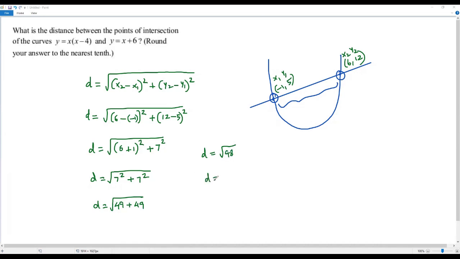Here we can get the value of the square root of 98 using a calculator. I am getting a very long decimal, that is 9.89949, and it keeps going. According to the instruction we have in the question, we have to round our answer to the nearest tenth. When I round this value to the nearest tenth, I am getting 9.9. Okay, here I got the distance between the points of intersection of the given two curves. It is 9.9 units.